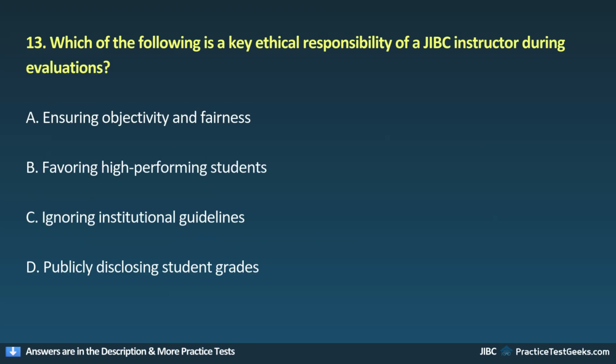13. Which of the following is a key ethical responsibility of a JIBC instructor during evaluations? A. Ensuring objectivity and fairness. B. Favoring high-performing students. C. Ignoring institutional guidelines. D. Publicly disclosing student grades.